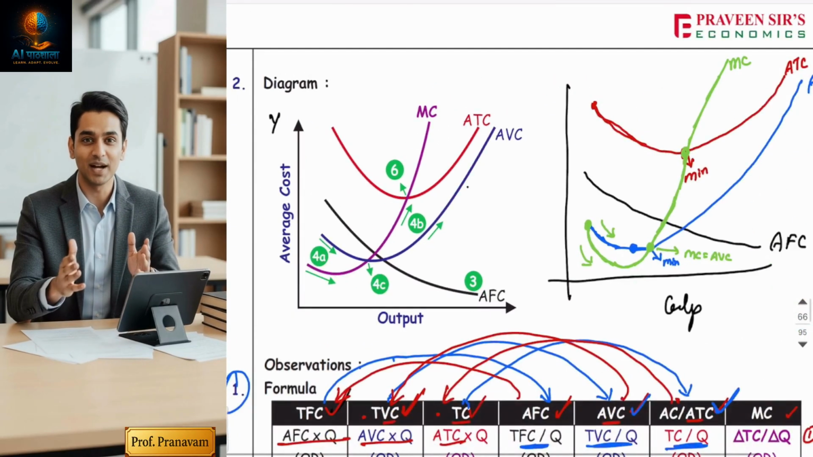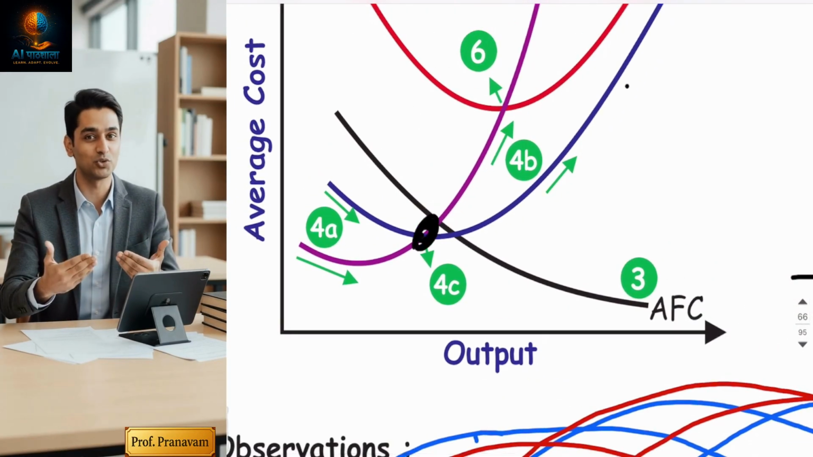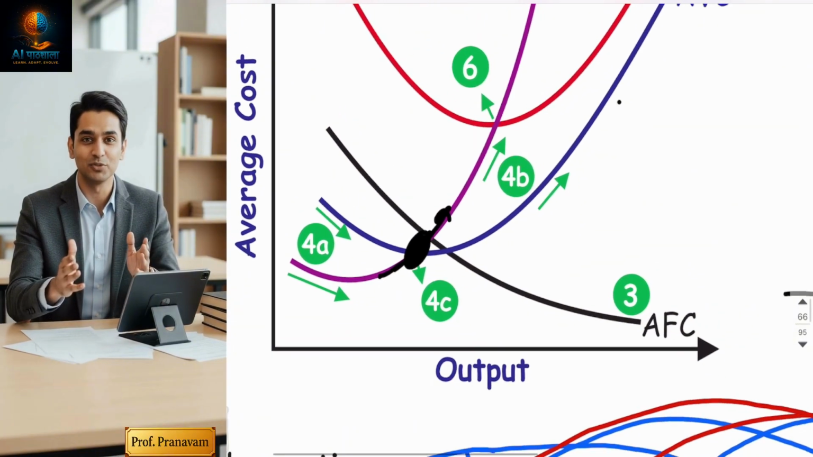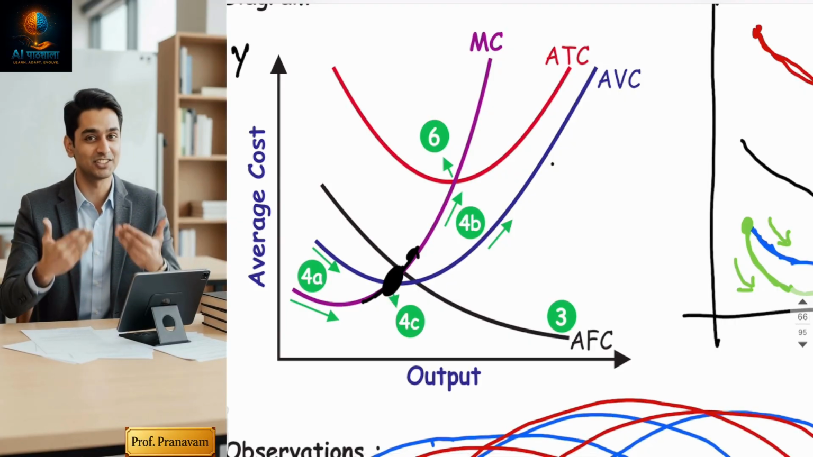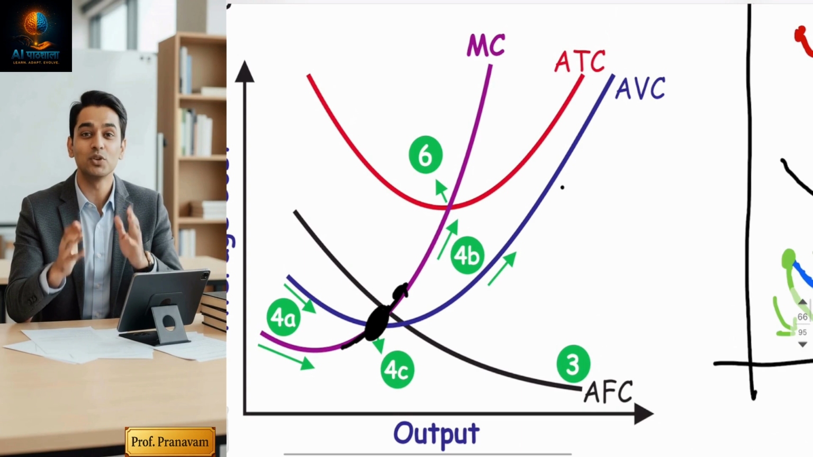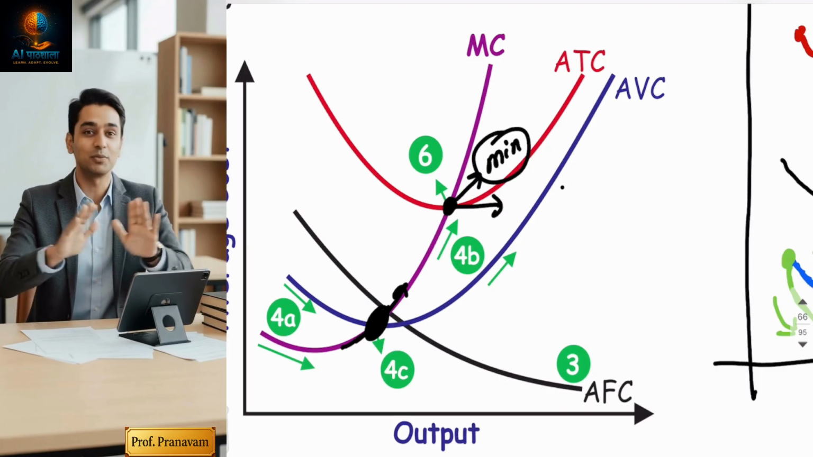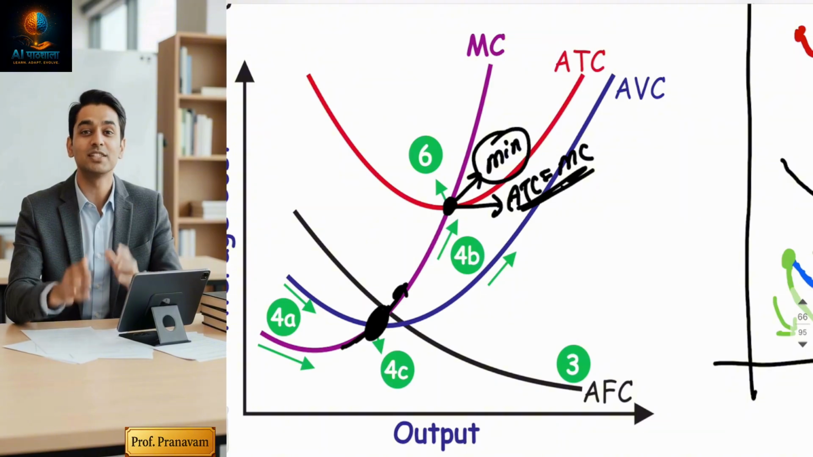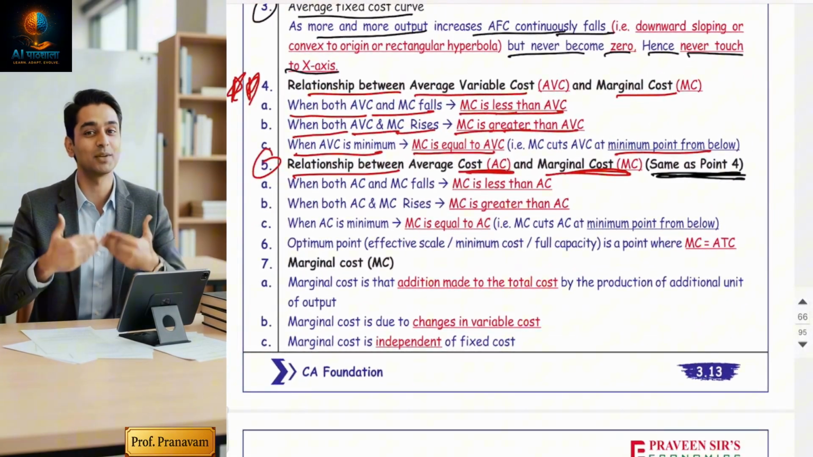Similarly, the third relationship, as I explained, when my AVC was minimum, see here, MC was cutting at that point. That means MC and AVC were equal. MC cuts AVC at its minimum point from below. Similarly, MC cuts ATC at its minimum point from below. Here also ATC is equal to marginal cost, because in a graph when two curves intersect they become equal. I hope you understood. Point number 5 is the same as point number 4.